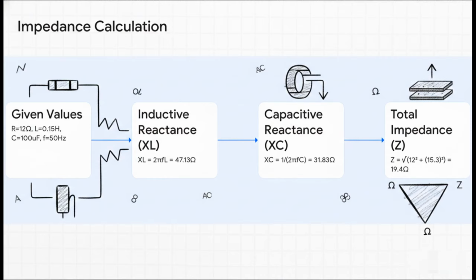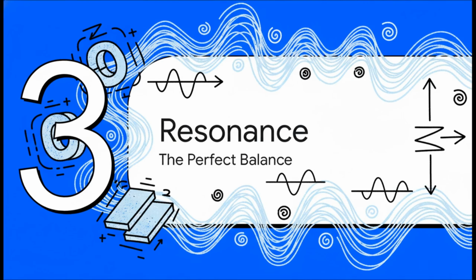All right, let's make this real with an example. So let's say we have these component values and a frequency of 50 Hertz. First, we calculate the inductive reactance, XL, which comes out to 47.13 ohms. Then we do the same for the capacitive reactance, XC, and get 31.83 ohms. And finally, we just plug all those numbers into our impedance formula, and we get a total impedance of 19.4 ohms.